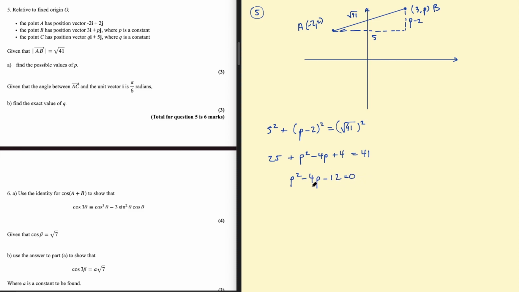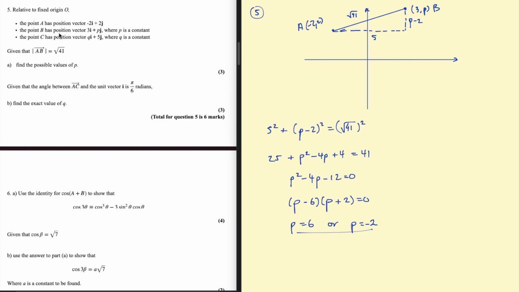And then we can factorize this. Factors of negative 12 that make negative 4 are negative 6 and positive 2. So then we have our values of p of 6 or negative 2. Okay, so that was part A for 3 marks. Part B says, given that the angle between AC and the unit vector i is pi on 6 radians, find the exact value of q.